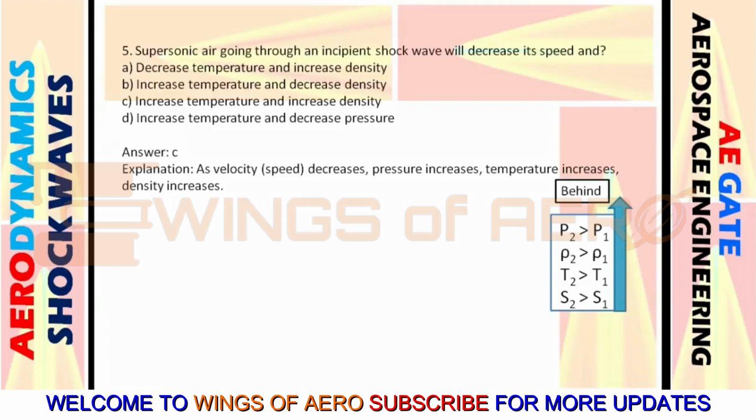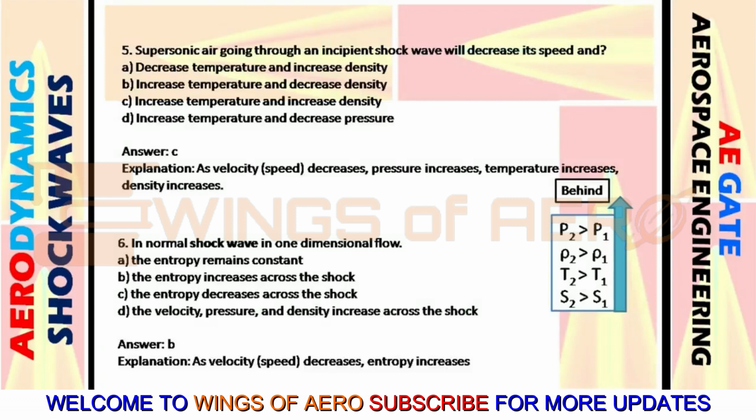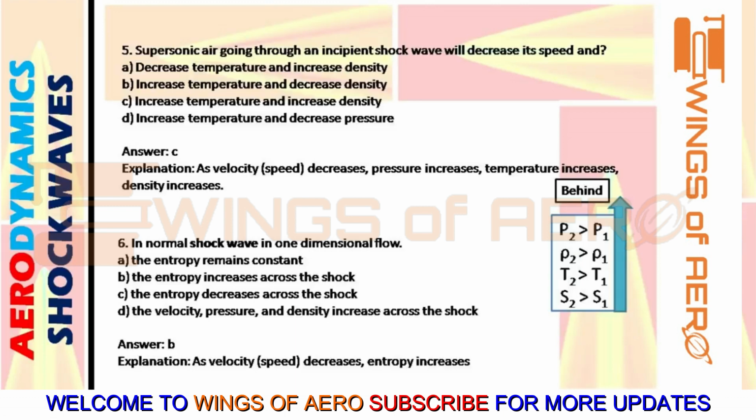Next comes, in a normal shockwave in one dimensional flow, the entropy remains constant across the shockwave, or entropy decreases across the shockwave, or the velocity, pressure, density increase across the shockwave. We know entropy is constant only in the case of an expansion shockwave. In the other cases, the static properties are increasing. So the option is B.